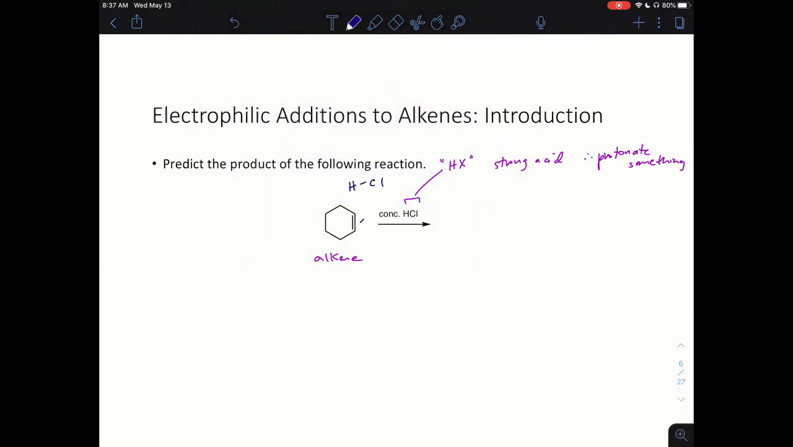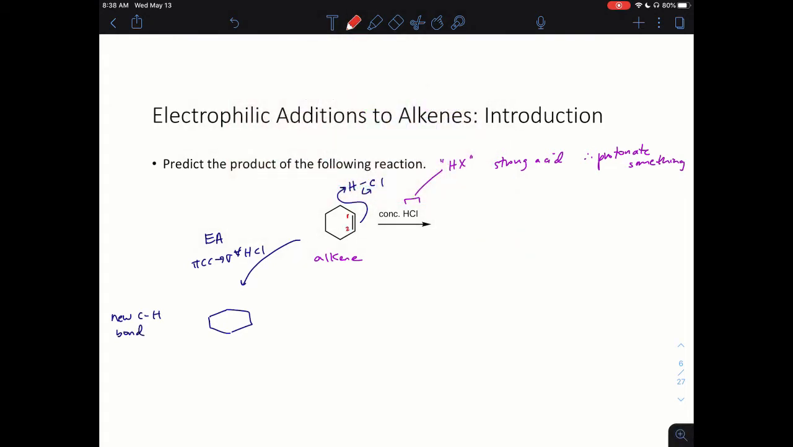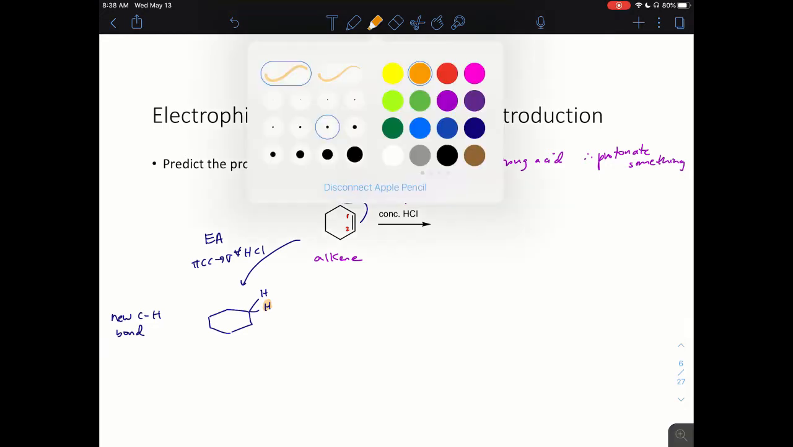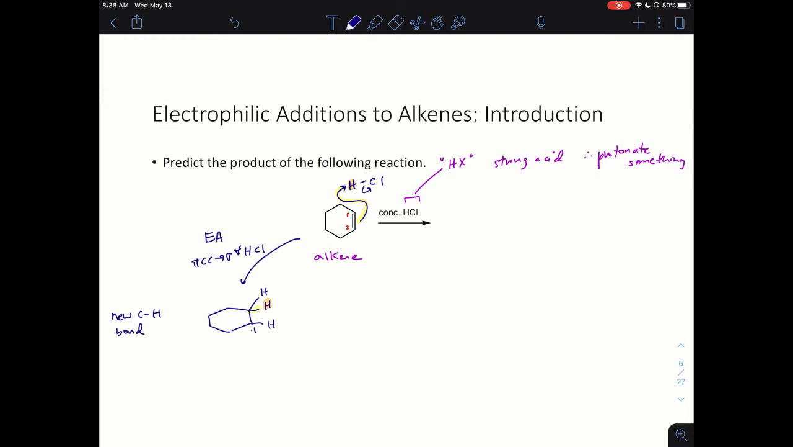The alkene donates its pi electrons to sigma star HCl. This generates a new carbon-hydrogen bond. And that bond can be made between either of these carbons. I will choose to make it at carbon 1, but that choice is arbitrary. Now, when those electrons in the pi bond are used to make this carbon-hydrogen bond, that will leave the other carbon, which we're calling carbon 2, with an unfilled octet.